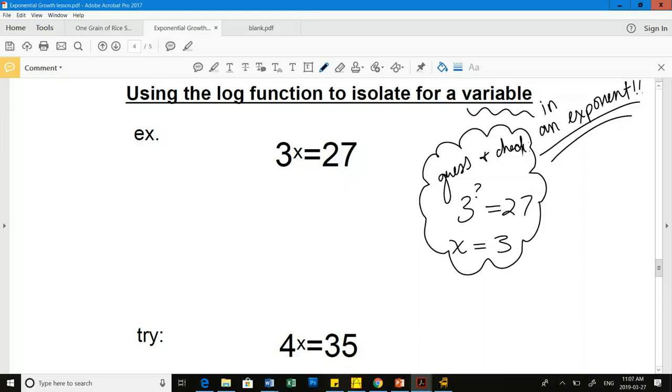So 3 to the x equals 27. If I have the base and that unknown exponent already alone on one side, I will take the log. Remember, the log is a function kind of like a square root. If I were to square root, I would also do that to the other side of the equation. So if I'm going to use the log here, I will also do it to the other side of the equation. Okay? So log is a function.